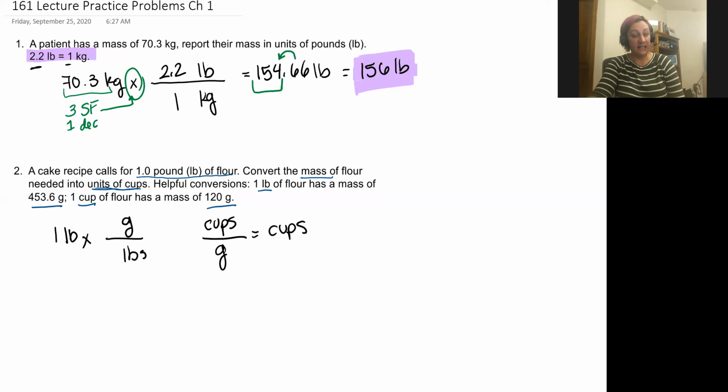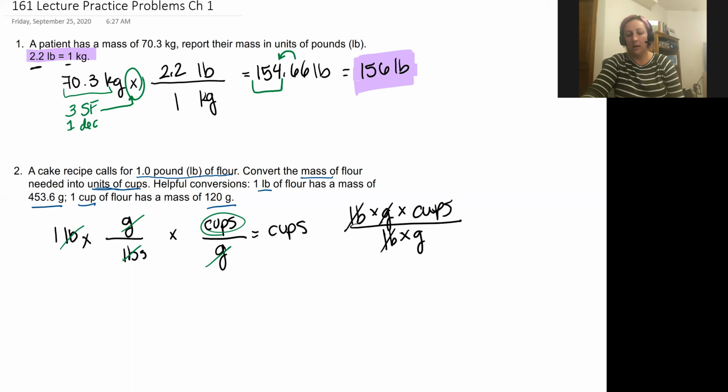So looking at this, I can see that my units will cancel appropriately if I just use these two conversion factors. My pounds will cancel and my grams will cancel, leaving me just with cups. If it helps to look at it written out as if I multiplied all of these things, it would be pounds times grams times cups divided by pounds times grams. And so we can see these, if they're variables, would cancel out.